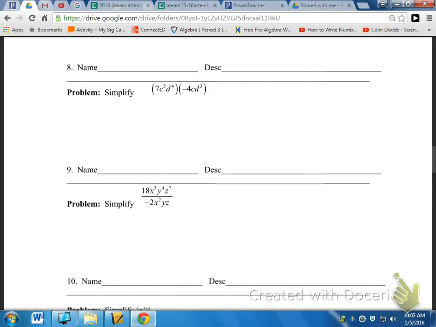This is semester 2, first 9 weeks, practice A, problem number 8. The name of this problem is multiply monomials. Multiply monomials. And the description would be multiply coefficients.